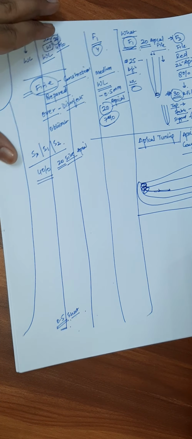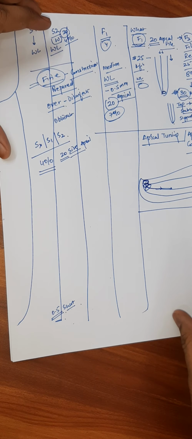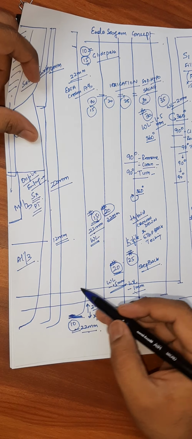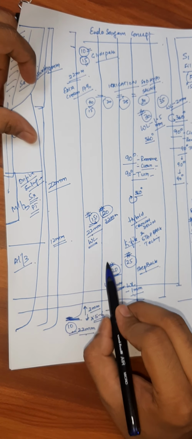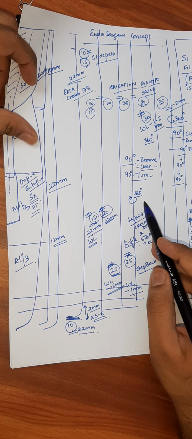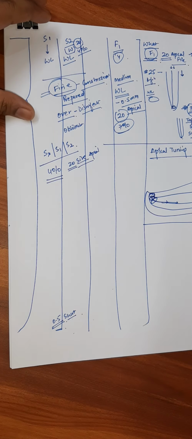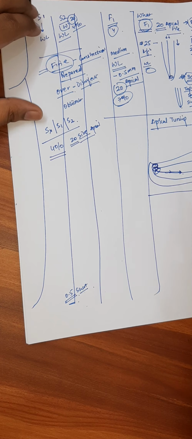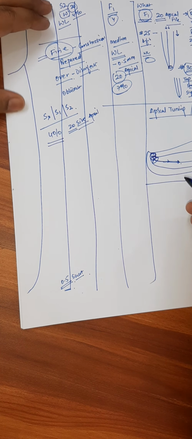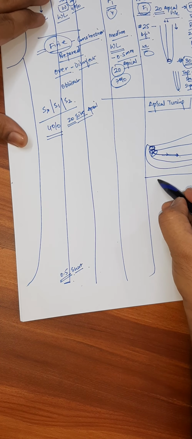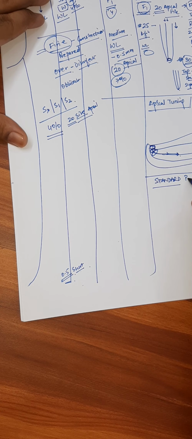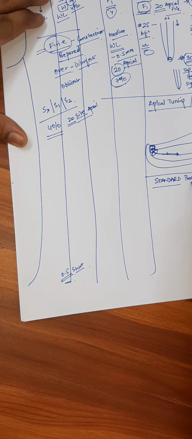Coming to apical tuning, the kind of preparation we were doing, like step back, 15 number, 20 number, 25 number, 30 number, 35 number, this is done in apical tuning, which is what we do when we are using the standard treatment protocol of the manufacturer.